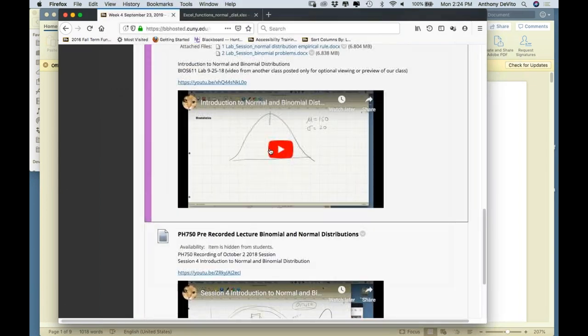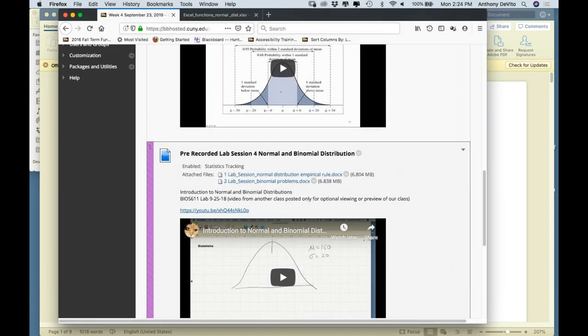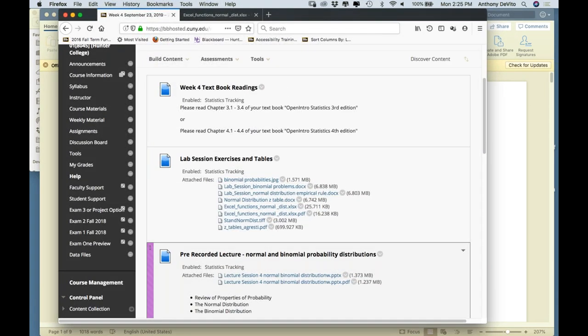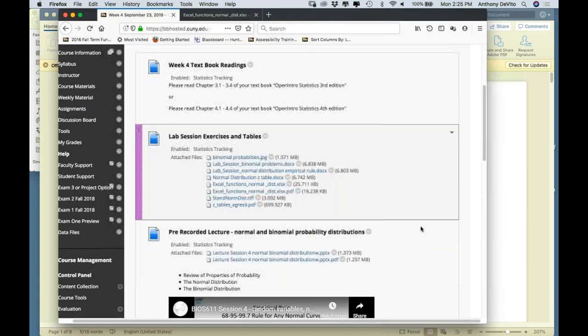And then there is also a lab exercise here, a lot of the same stuff we're doing in class. So you have a lot of options on how to examine this, how to play with this material. So at any rate, that's what you have here.